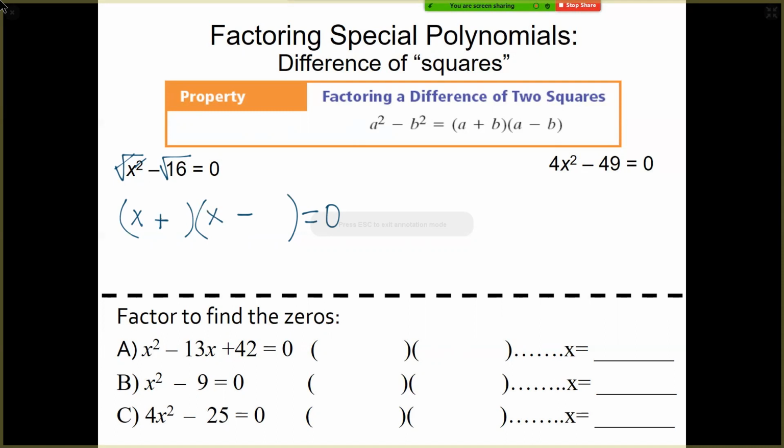You write one at the beginning of the first set of parentheses, one at the beginning of the second set. And then what's the square root of 16? 4. So 4 is going to go second in both sets of parentheses. Now that this is factored, we're going to use that zero product property, set them both equal to 0. So x plus 4 equals 0, x minus 4 equals 0. That's going to give you two answers, x equals negative 4 and x equals positive 4.